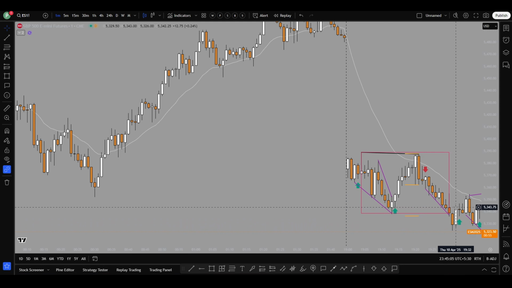Since you entered, this was the deepest pullback it experienced. That was the maximum drawdown you experienced, minus $5. Now, since you placed your stop loss here, that means you're risking $5. And since you're scalping, you can exit at multiples of $5. It's better to exit at a $10 profit target.